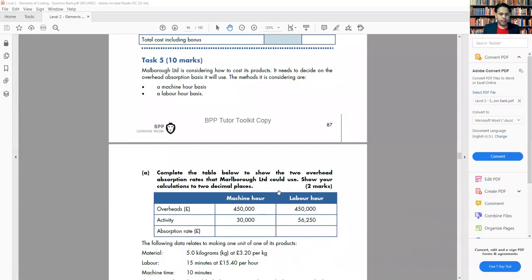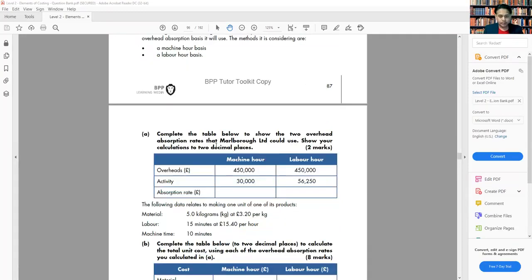Find out the overhead absorption rate, OAR. So let's read this question. It said M Limited is considering how to cost its product. It needs to decide on the overhead absorption basis it will use. The methods it is considering are machine hour and labor hour. Okay.